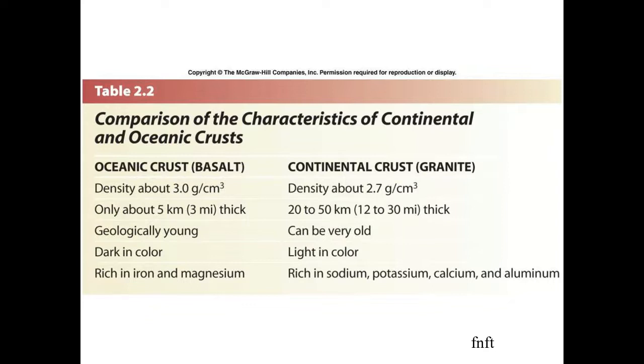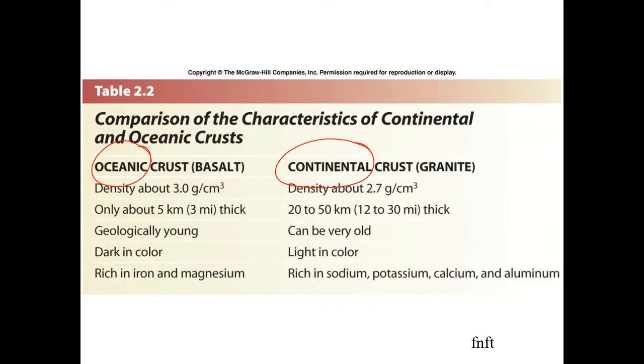Getting specific with the crust, there are 2 types of crust: oceanic crust and continental crust. Now, you're automatically going to say, okay, I'm going to find the continental crust wherever there's a continent, and I'm going to find the oceanic crust wherever there's an ocean. That is not the case.